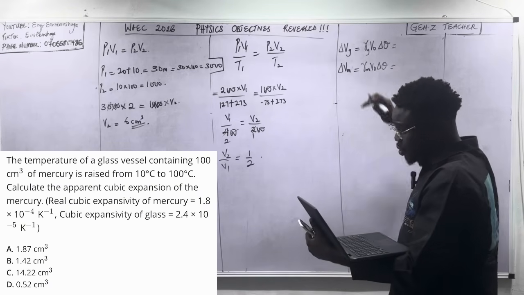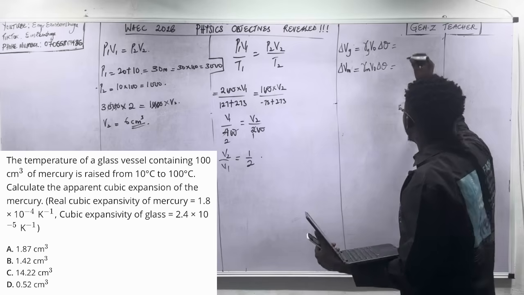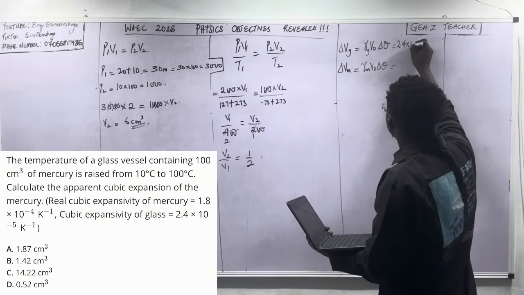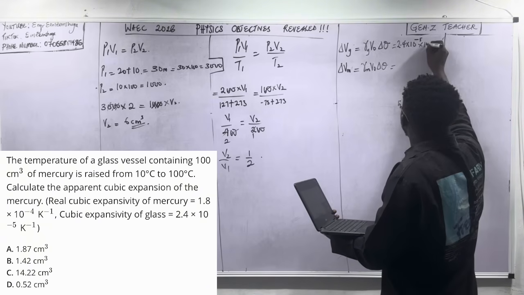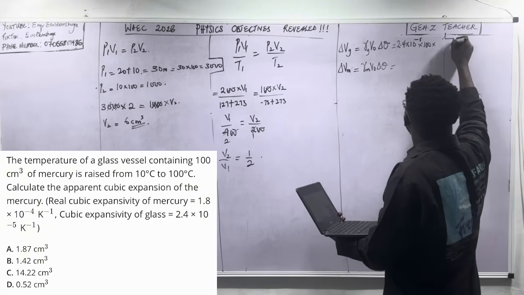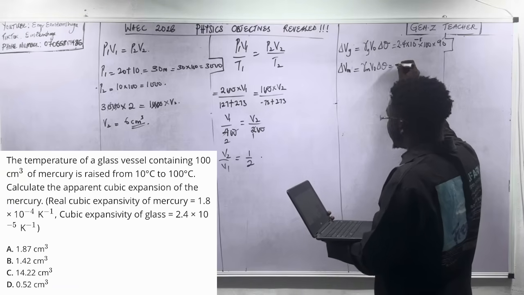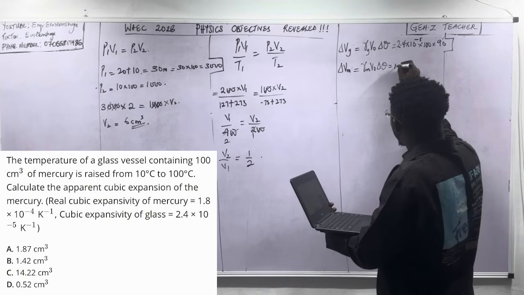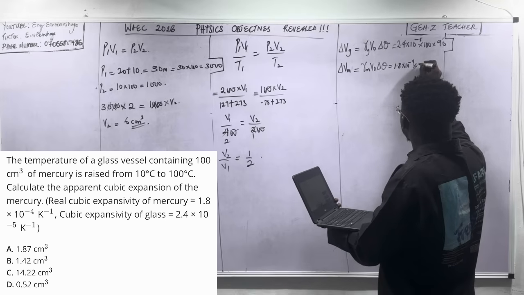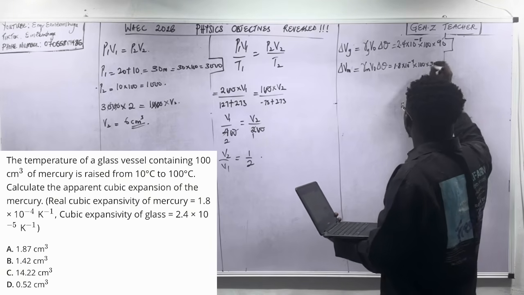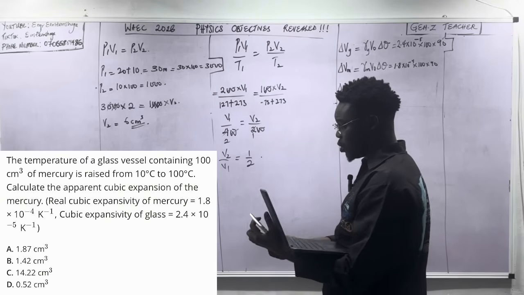Now quickly, the one for the glass was given as 2.4. So we have 2.4 times 10 raised to power minus 5, times the original volume, which was 100, and then the temperature change from 10 to 100, that's 90. And over here for mercury, we have 1.8 times 10 raised to power minus 4, then times 100 times 90. So let's see the one for the glass first. I'm going to multiply that on our calculator quickly.